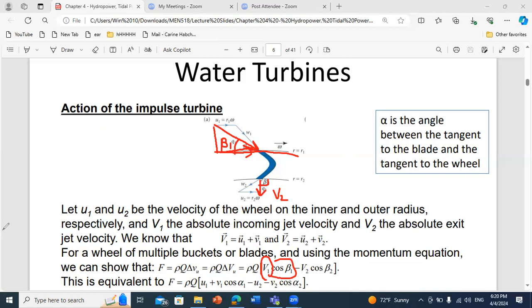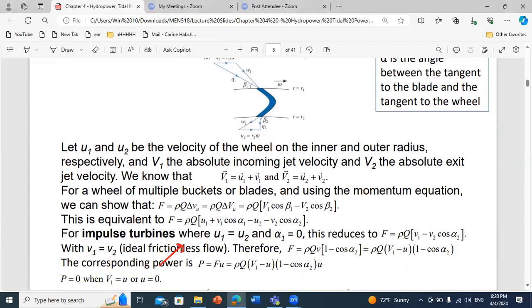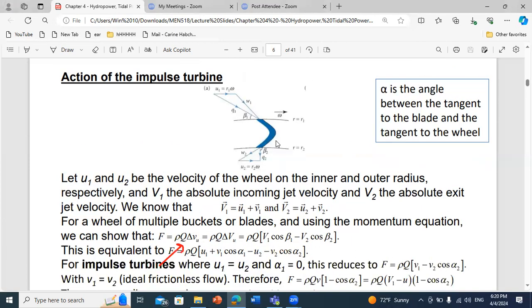And as you can see, if we just look at the expression, we can try to optimize the force, to increase this force as much as possible. Now, an impulse turbine has certain characteristics. In an impulse turbine, the inlet and outlet are at nearly equal radius. So R1 is equal to R2. For this reason, U1 will be equal to U2. And this will lead to a certain simplification, as we'll see now.